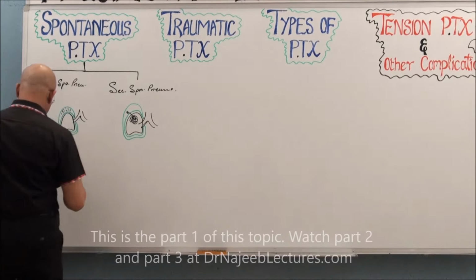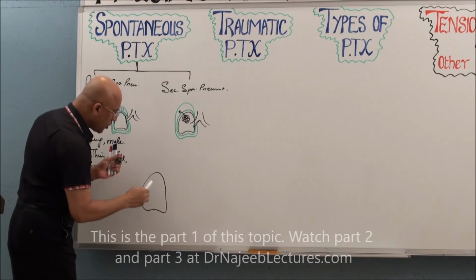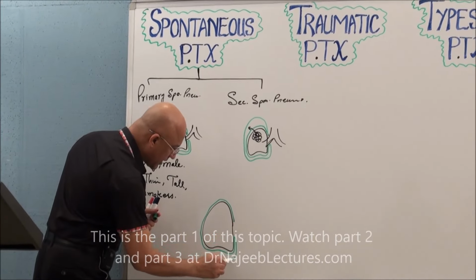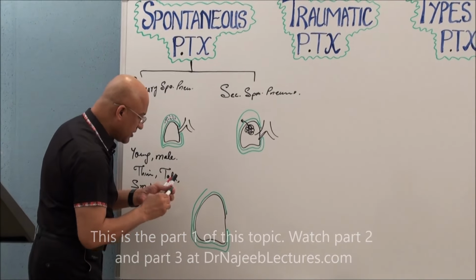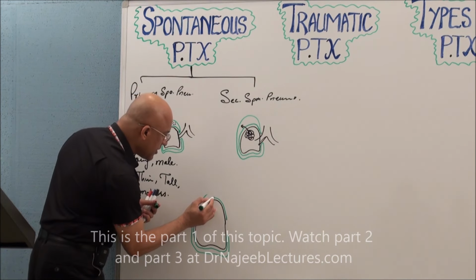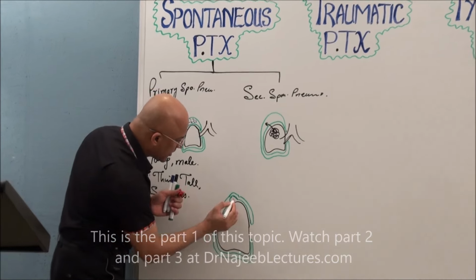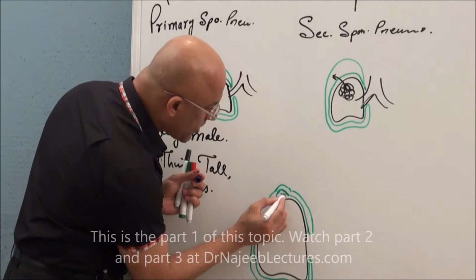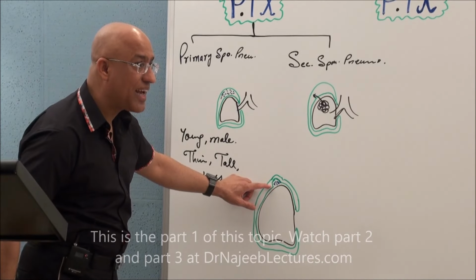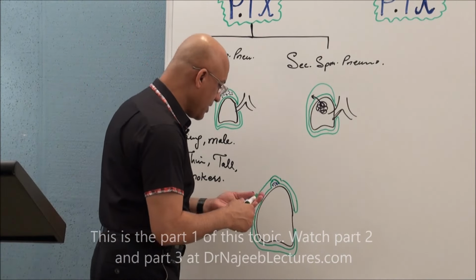Actually, in some young people, pleura, this is which layer of pleura? Visceral layer, right? And here is the parietal layer. Sometimes what happens, there is an air bubble or air present just under the visceral pleura, okay, air is present here. This is a subpleural air bubble. We call it a bleb. What do we call it? Pulmonary bleb.